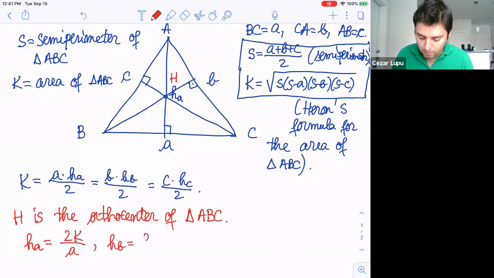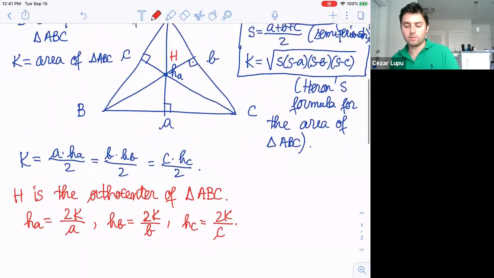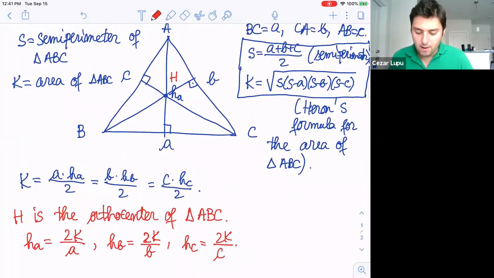HB is 2K over B, and HC is 2K over C. All right, so that's what you know. This is the altitude. Okay, but there is also another formula for this. If you look at this angle, and you know all this stuff, but anyway, I'm just going to say it again.